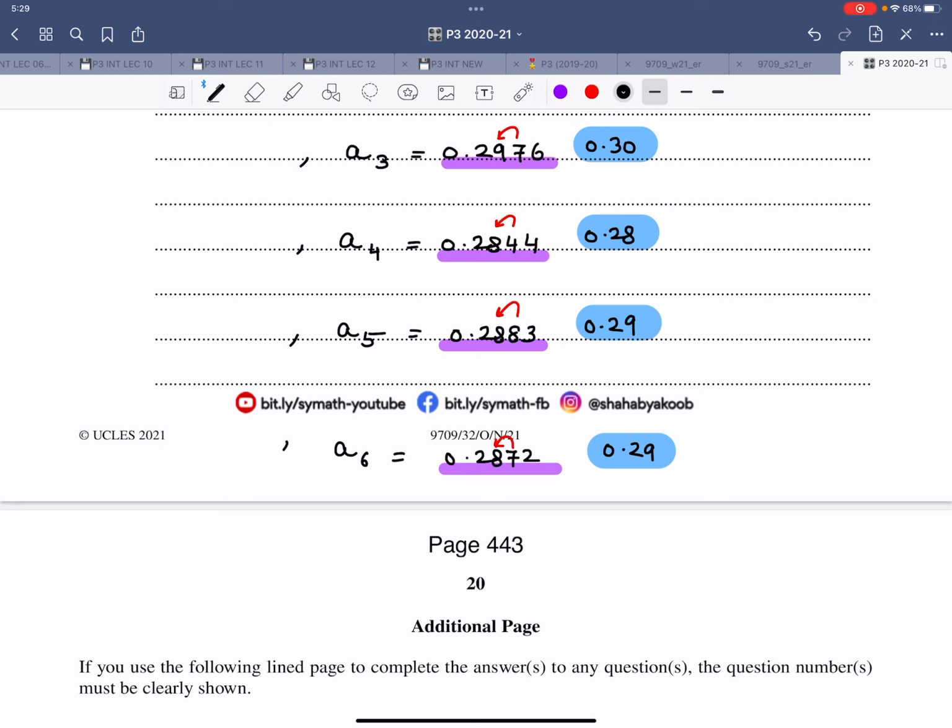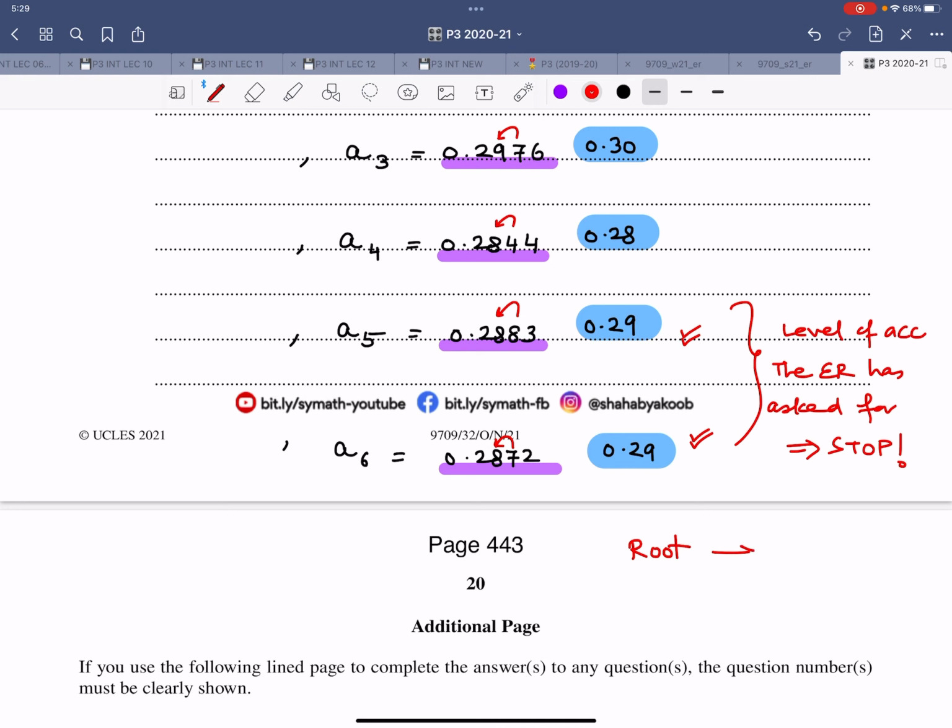Now a lot of people are confused about this. When you get two answers that are exactly the same, according to the level of accuracy the examiner has asked for, this is where you stop the working. So therefore, the root of this equation is 0.29.